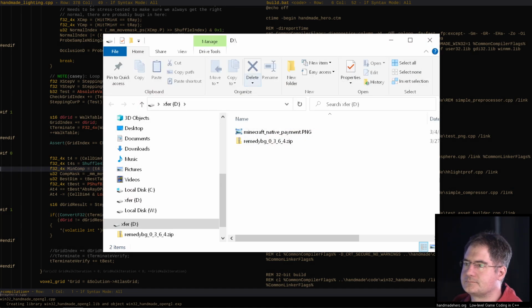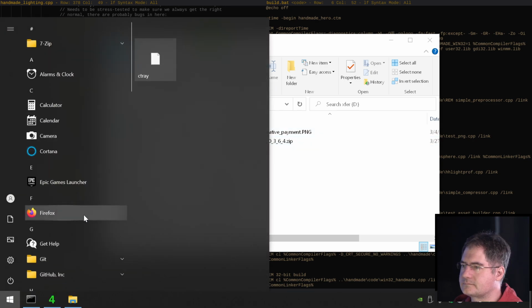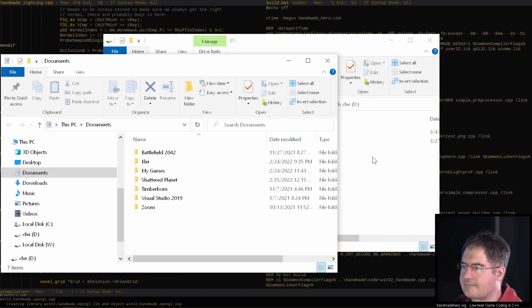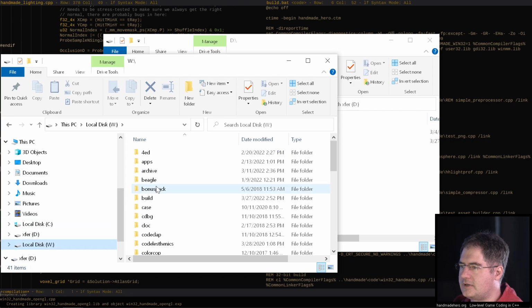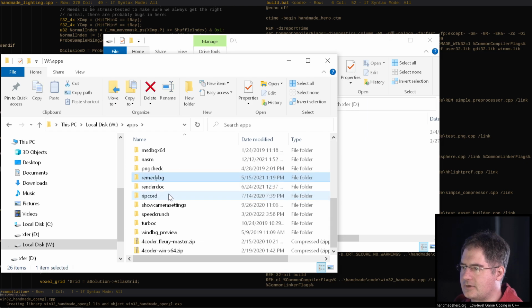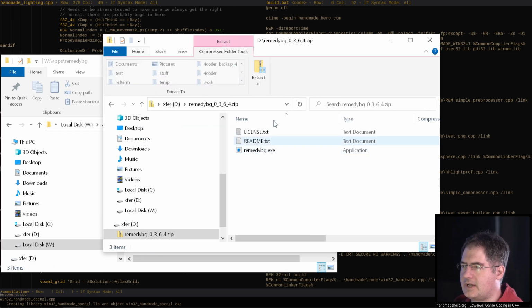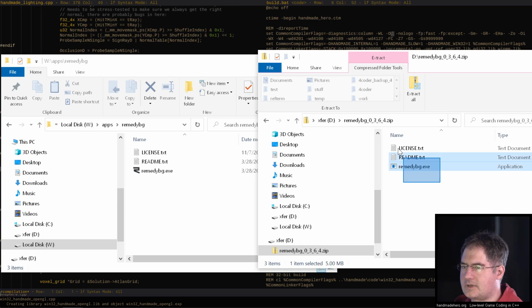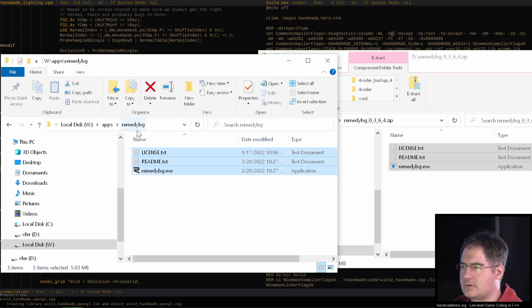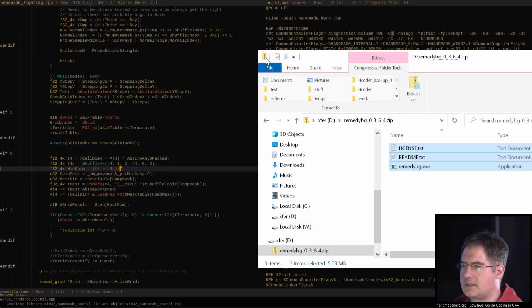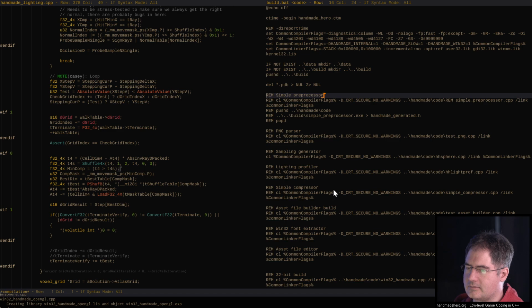to W apps. It's in here, right? Yeah, remedy BG. So I will go ahead and just copy this over. And I think that should do it. So that should be all we need to fix that problem, which is good. Hopefully.